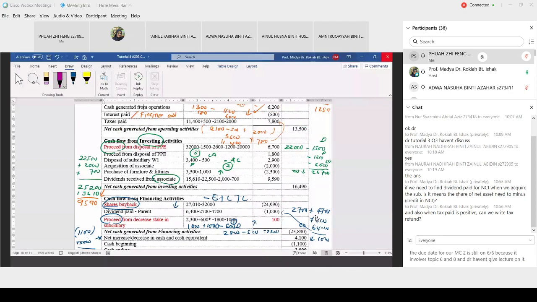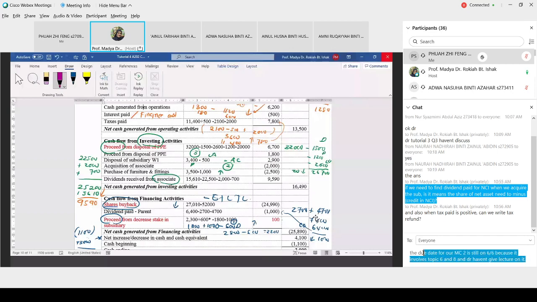Okay. So we proceed now with your question 3, tutorial 3. Yes, this is positive, which means that refund, because the company had a loss previously with this question.